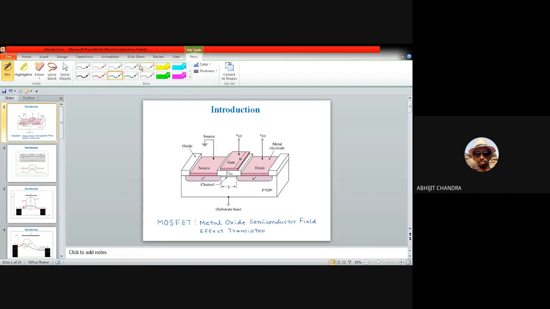Now, before I start anything, let me just show you the corresponding symbol for any MOSFET. So there are two types of MOSFET to start with. One is known as the NMOS and the second one is known as the PMOS. Now, first of all, let me show you the corresponding symbol. I believe that all of you already know the symbol of MOSFET, but still it is my duty to start with the symbol of MOS.